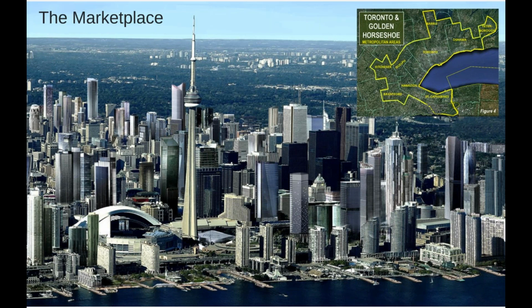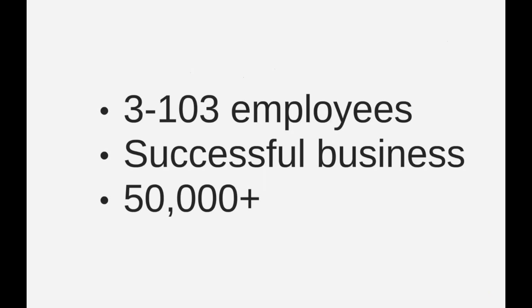First of all, the marketplace. The marketplace is absolutely enormous. When we look at the GTA, and when we look at that golden horseshoe, down from St. Catharines, Niagara area, all the way up to Kitchener and Guelph, and then over to Oshawa, that Toronto and Golden Horseshoe area, the marketplace is absolutely enormous, and there are thousands upon thousands upon thousands of businesses in that particular marketplace.